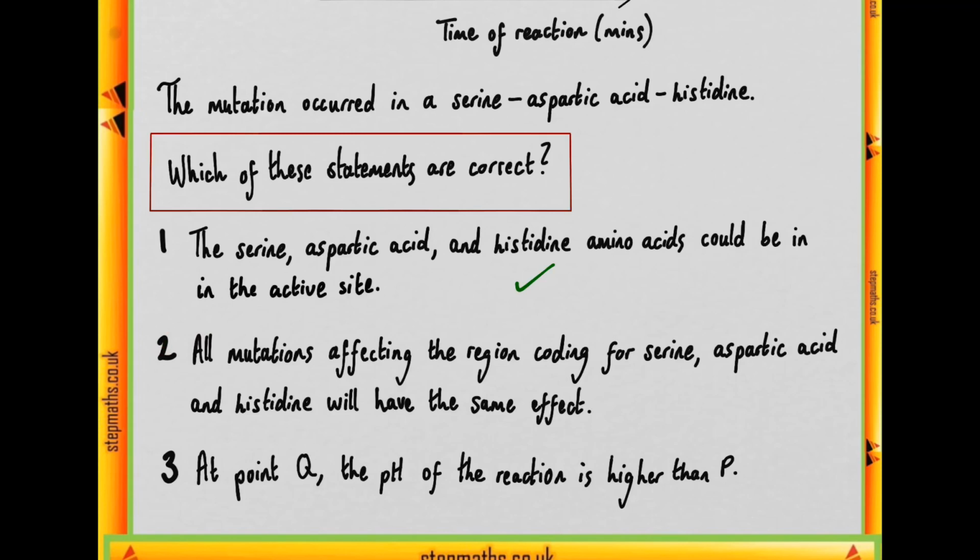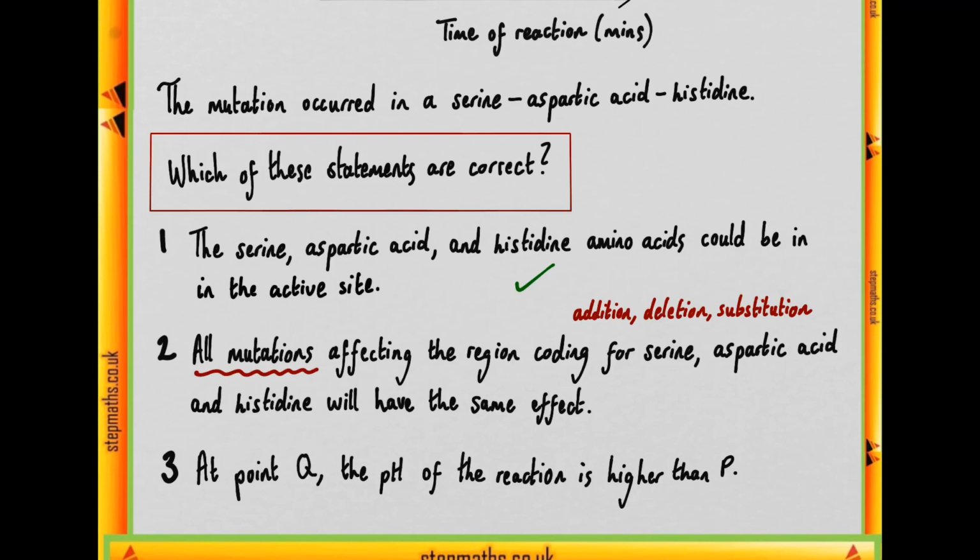Moving on to statement 2. All mutations affecting the region coding for serine aspartic acid and histidine will have the same effect. Well, the key word here is that all mutations will have the same effect. We know that there are many different types of mutations: addition, deletion, substitution, etc. So we certainly can't say with any certainty that all different types of mutation in the same region will have the same effect. Some, for example, might be a silent substitution mutation.